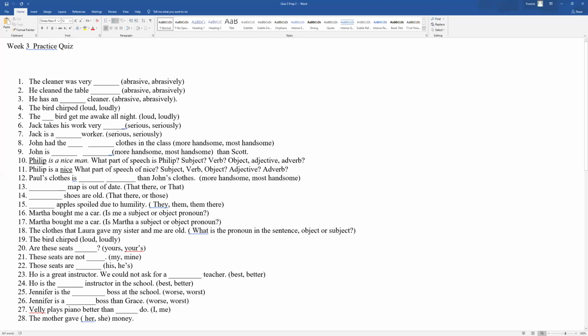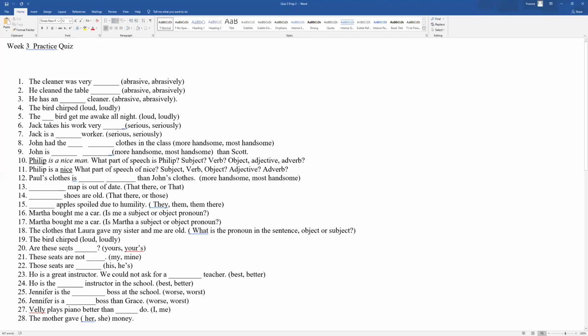"The clothes that Laura gave my sister and me are very old." Notice that this sentence uses the correct object pronoun after the verb. We use "gave," and then after the verb, you use "me" as the object pronoun. So here, if it's after the verb, it's an object pronoun. "The bird chirped loudly." Didn't I just have the bird chirp loudly? That's a mistake. Anyway, forget about that.